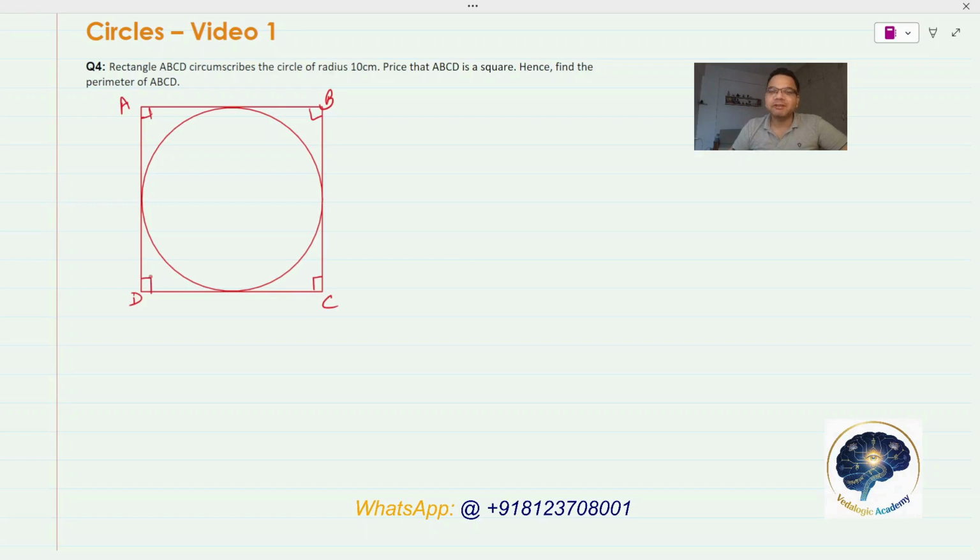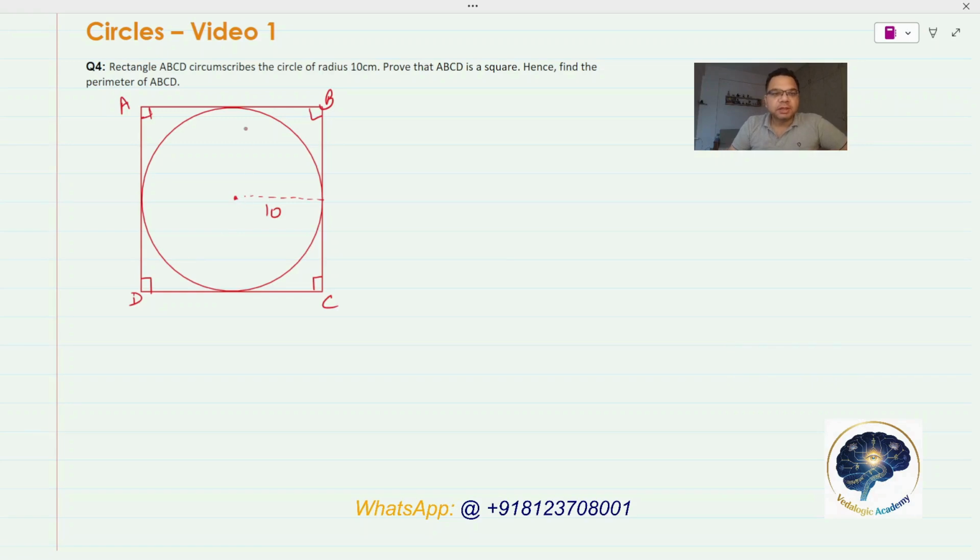There are only two figures which have all angles 90 degrees: rectangle or square. So here it's a rectangle. In that case, AB and BC might be of different lengths. Okay, this is not circumscribes but proof. Prove that ABCD is a square. So we already know ABCD is a rectangle, and we know the radius is 10 centimeters.